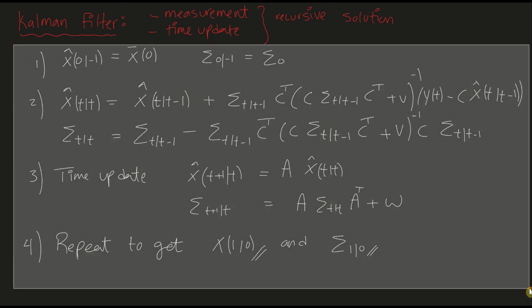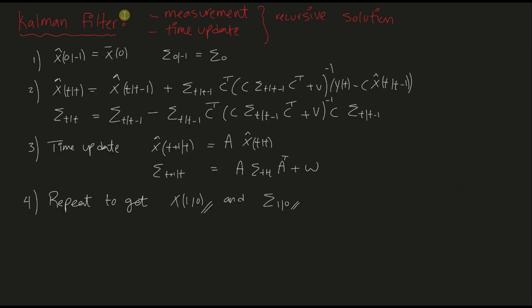Okay, now bear with me, we're almost done. What I want to do now is to combine equation 2 and equations 3 together to give us a simplified Kalman filter equation. So this is the time updating step with the measurement equations embedded in it.